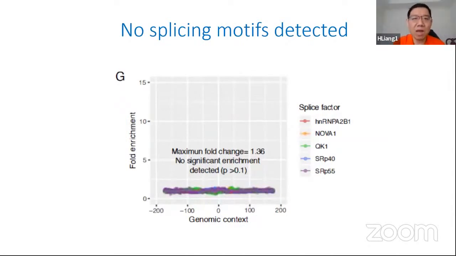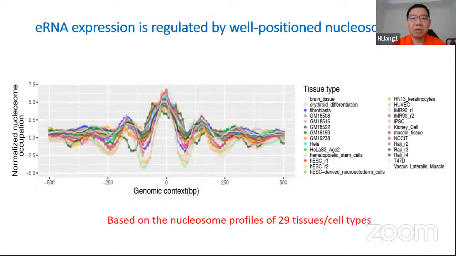But actually, if you look at the flanking region of the peak, there's no splicing motif. So we're pretty sure this is enhancer. But then we also want to see how those enhancers are regulated. So we collected the nucleosome profile across 29 tissues and cell types. And then you superimpose the locus and the nucleosome position.